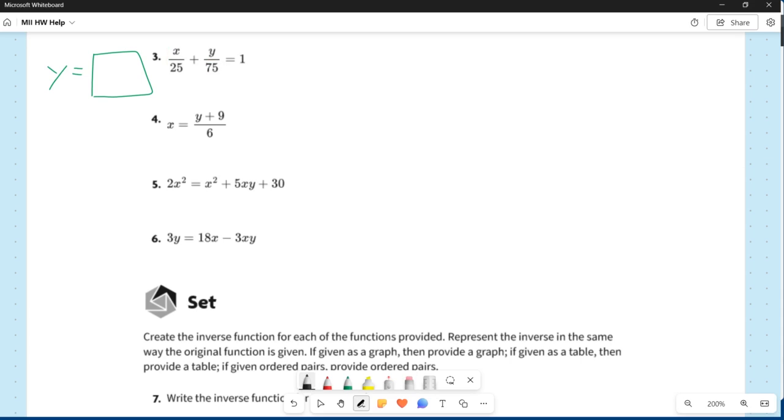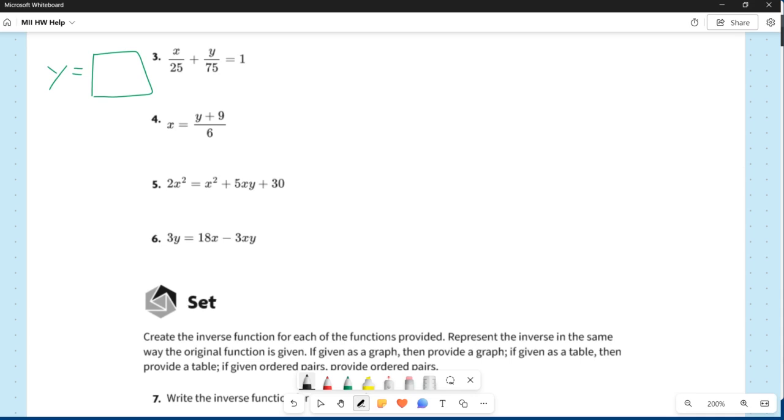The order in which you do this, it turns out it doesn't matter. You can either deal with the x over 25 first, or you can deal with the 75 first. I'm going to deal with the 75 first, because if you deal with the 75 first, all of your fractions go away, which is kind of nice. Again, if you deal with the x over 25, it's not a problem. You'll still get the same final answer. But I'm going to deal with the 75 first.